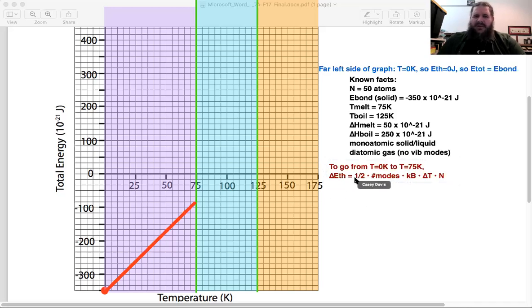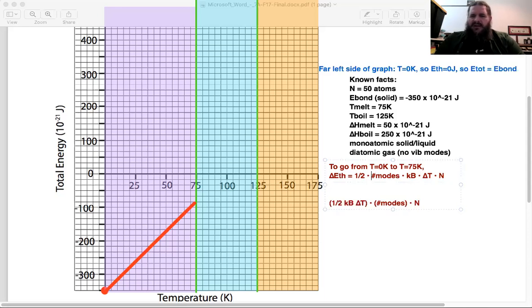Because each individual atom should have 1/2 kBT times number of modes. Remember, 1/2 kBT is the energy of one mode, multiplied by number of modes per particle, and that gives you the energy per particle, times number of particles, and we get the energy of the whole substance. So this is really just taking 1/2 kBT as the energy per mode times number of modes, that scales it up to 1 atom, times number of atoms, that scales it up to the whole thing. And then we also put in a delta because what we care about is the change in energy.